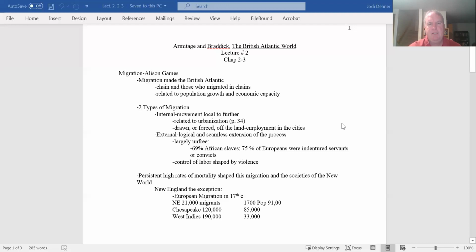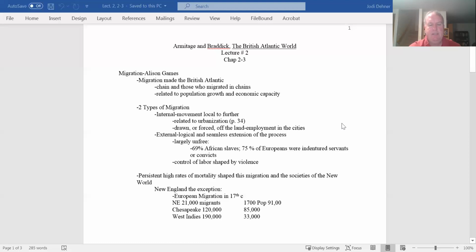And Games says this external movement is largely unfree. 69% in the 16th and 17th century of all people that moved around the Atlantic world were African slaves, by definition, unfree, right? So 69% of the movement of people across the ocean comes in the form of African slaves. Of the remaining 31%, 75% of the Europeans who move across the ocean move either as indentured servants, signing up for temporary slavery, or convicts, sentenced to a type of slavery for an extended period. So by far, most of the people who move in this migration stream are people who are forced or dragged across this system, right?